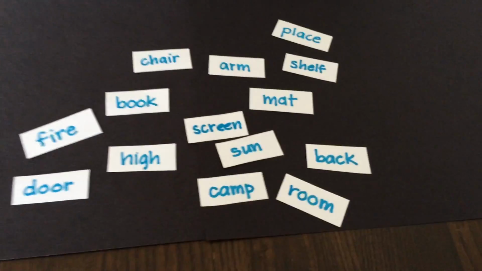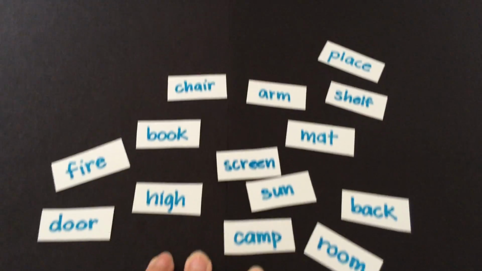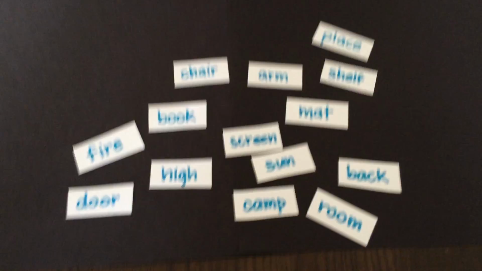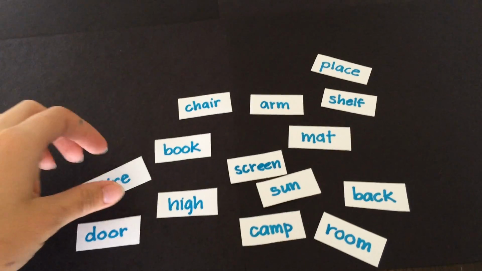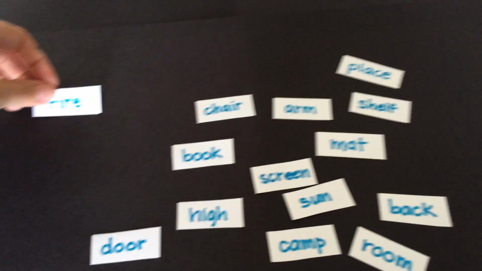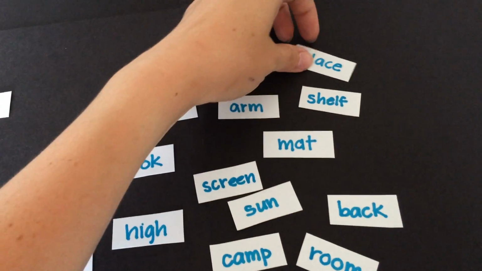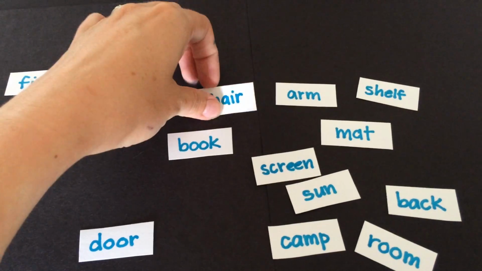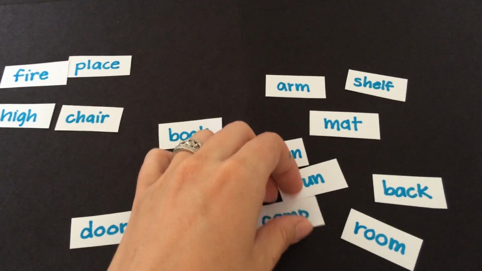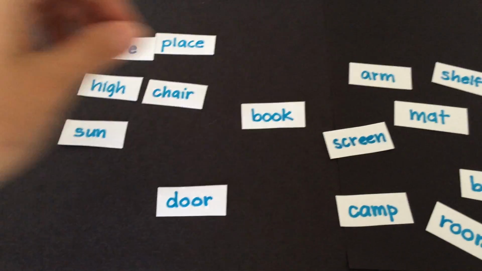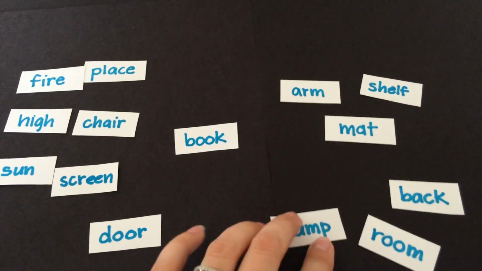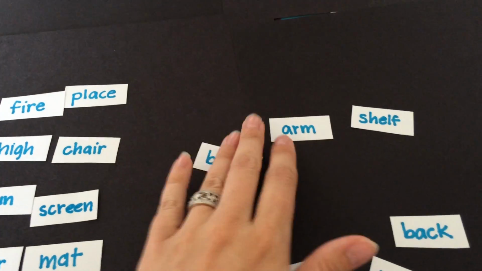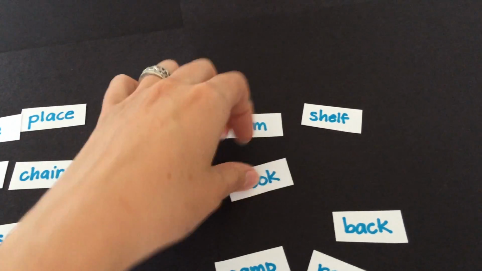Alright, so all I did was write some single syllable words on index cards and cut them up. And you would have students look at these cards and see if they can make new words out of them. So fire, I can make fireplace. I can also make high, chair. I can also make sun, screen, and door, mat. So you can keep going with these and play with them a little bit.